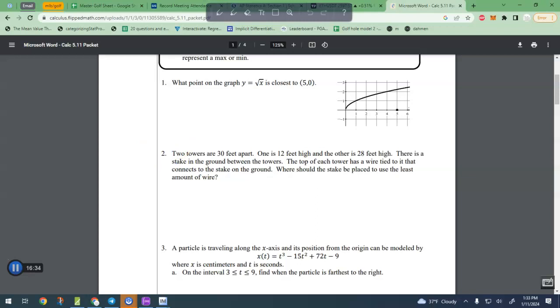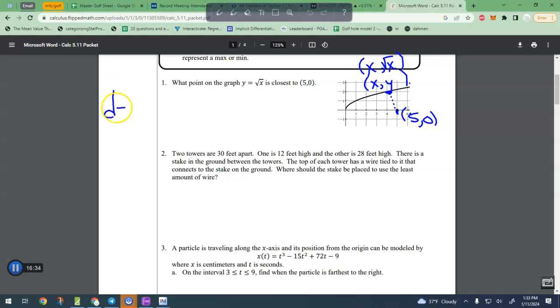So remember yesterday we talked about that's the point 5 comma 0. Somewhere over here is the point that is closest. And we said, okay, that's x comma y. But we could do better because we don't want that y in there. We want to use just one variable. So what can I put to represent y instead of putting y? It's the square root of x because they tell me those are equal. So I could look at this coordinate as x comma square root of x.